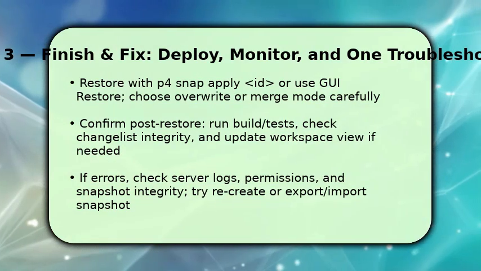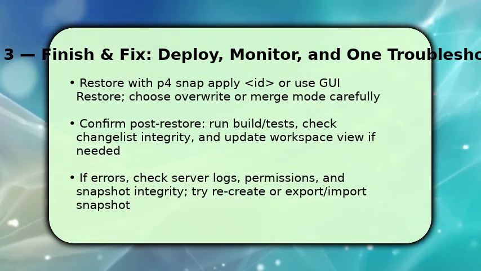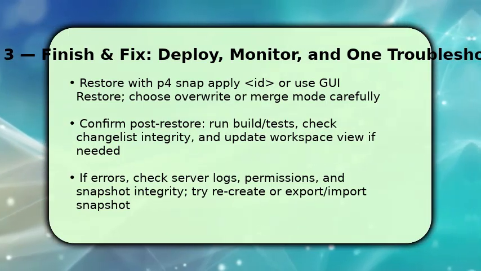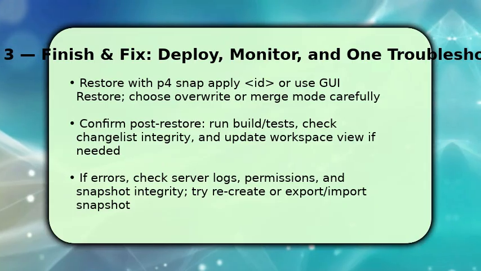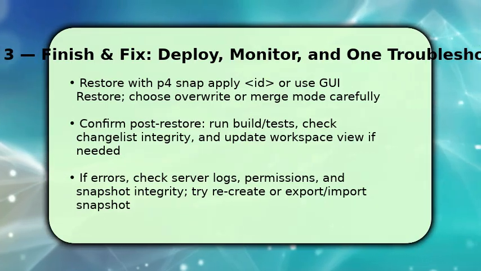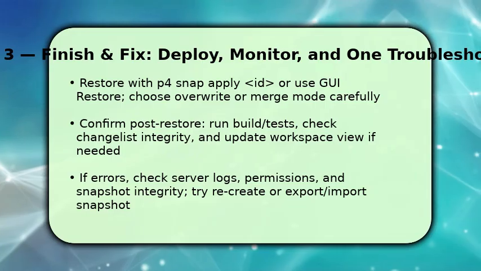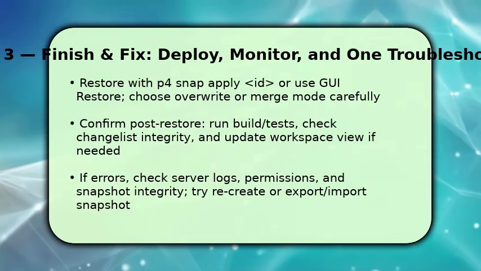To complete, apply the snapshot where you need it. Use p4snap apply with the snapshot ID or the GUI restore action, and decide between overwrite or merge mode depending on local changes. After restore, run your build and tests, verify changelists and workspace views, and commit any necessary merges.